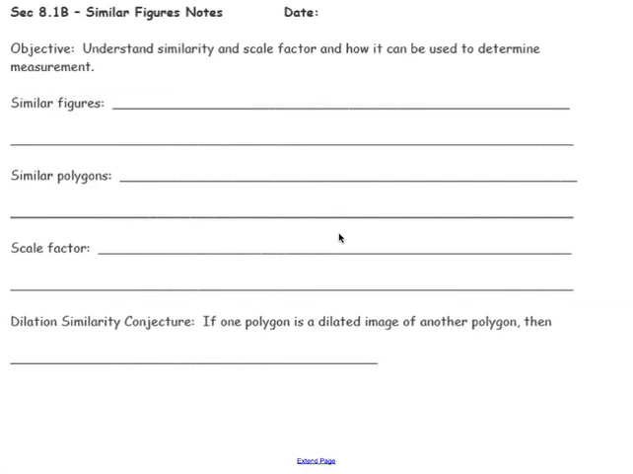This is an introduction to similar figures, an interesting concept, and we're hoping to understand similarity, scale factor, and basically how to use them in order to determine measurements in figures. If we wanted an informal definition, an informal definition of similar figures is basically they have the same shape, there's just going to be a different size.